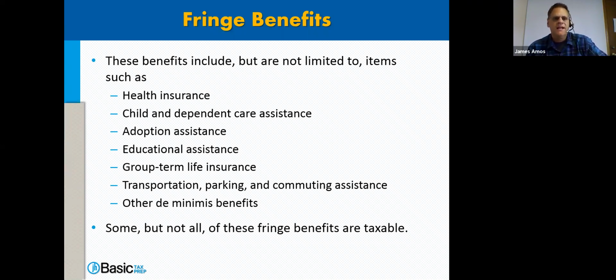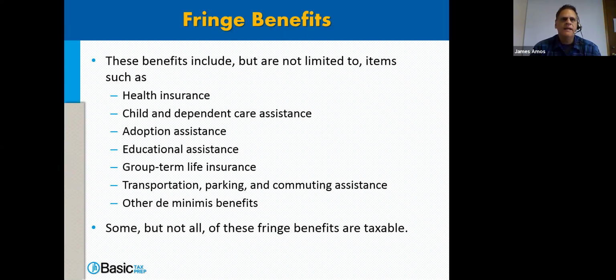Adoption assistance, educational assistance. Several companies that tend to hire young college-age people have educational assistance. One good example is Walmart. They're very well known for a fairly liberal educational assistance program to their employees, where they'll reimburse them up to a certain amount for going to college. Group term life insurance, transportation, parking, and commuting assistance, other de minimis benefits. Look, some but not all of these are taxable.